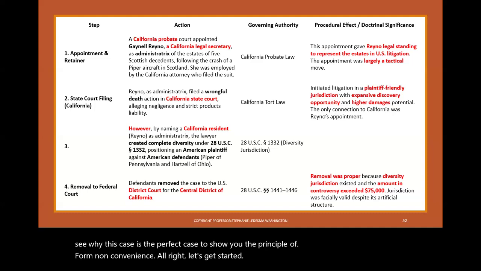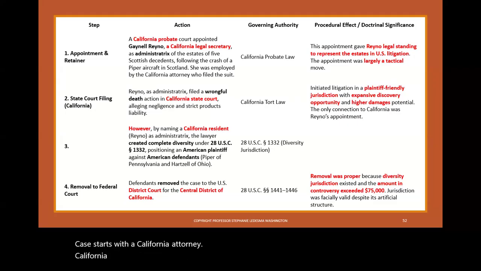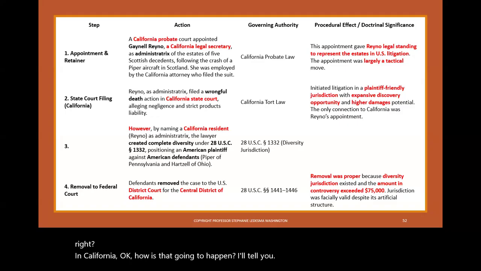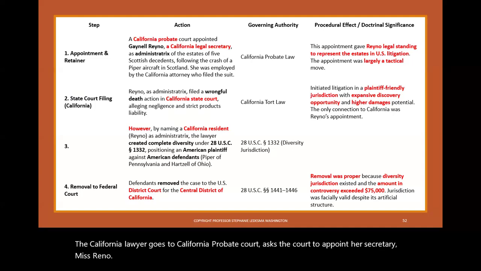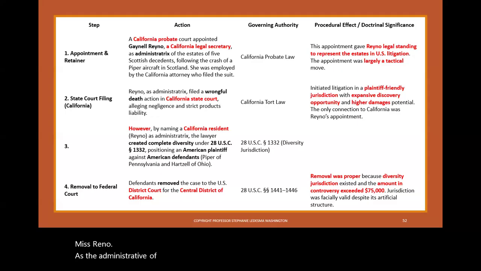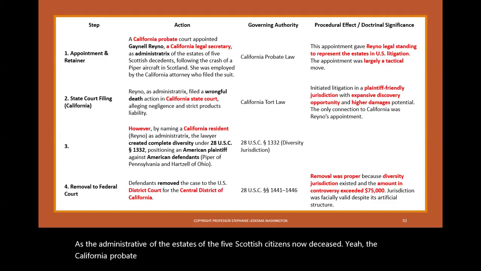Case starts with a California attorney. The California attorney is going to file the lawsuit on behalf of the 5 deceased Scottish citizens, right, in California. Okay, how is that going to happen? I'll tell you. The California lawyer goes to California probate court and asks the court to appoint her secretary, Miss Reyno, as the administratrix of the estates of the 5 Scottish citizens now deceased. The California probate court, hearing no objection, makes said appointment.